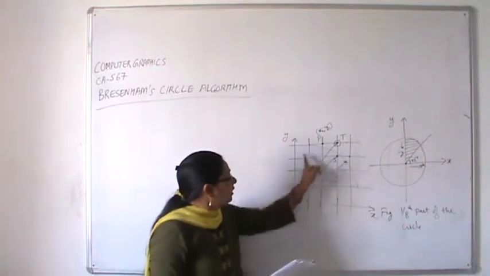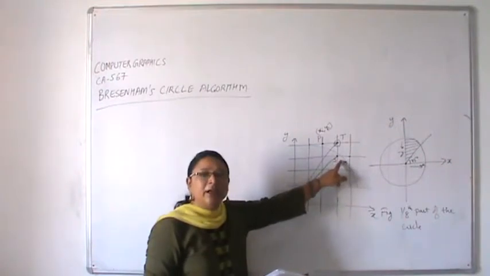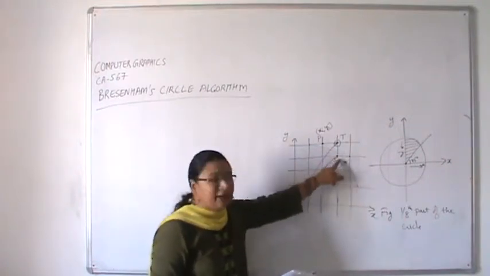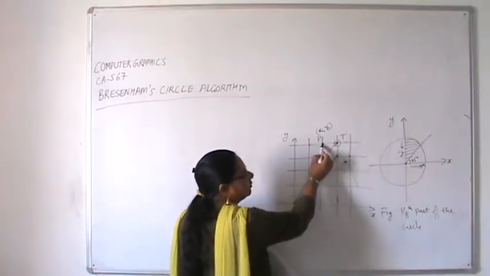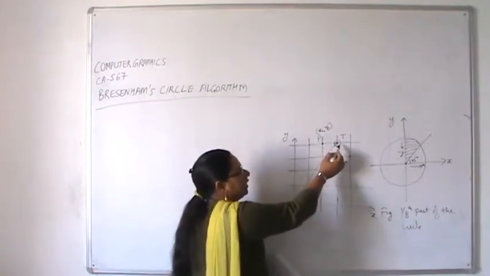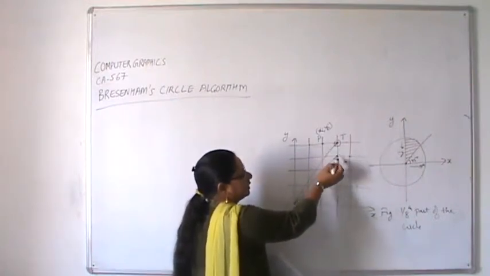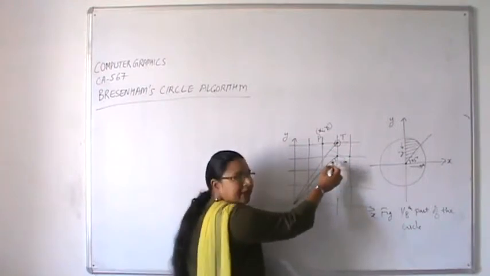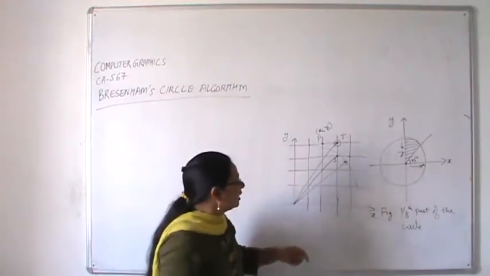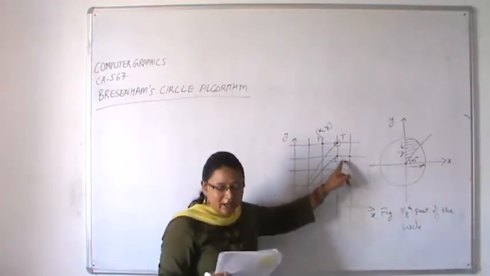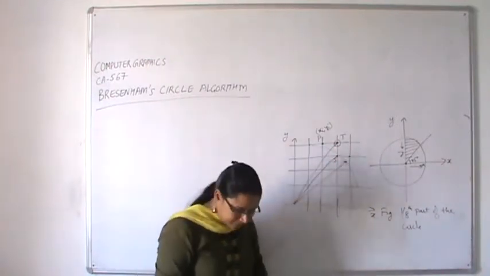Now, when we are considering pixel S, in that case, x is incremented by 1 unit and y is decremented by 1 unit. As you can see here, when we are moving from pixel P to pixel T, only the value of x is incremented. But when we are considering pixel S after pixel P, x has been increased by 1 unit but y has been reduced by 1 unit. So these are two possibilities. Either we can select pixel T or we can select pixel S by finding out which pixel is nearest to the true circle.